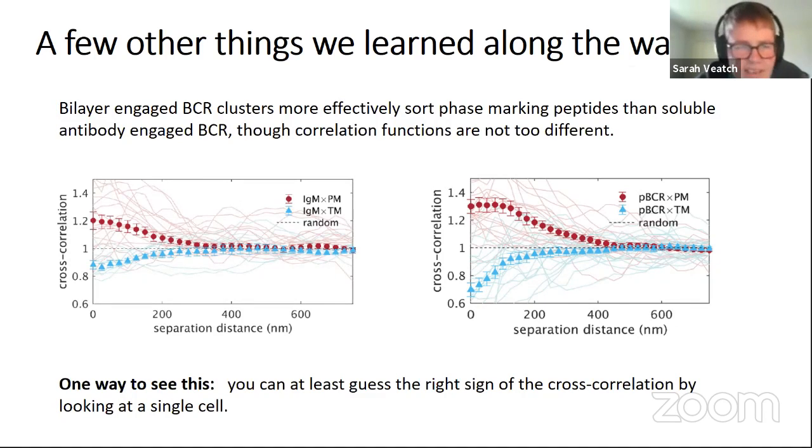One way you can see it, in these plots, the lighter colors are single cell measurements, whereas the bolder points are the averages over many cells. And just looking in a single cell, you have a chance to guess the answer in the bilayer presented case, but we would never think that we could even do that in the soluble case because it was just so noisy.